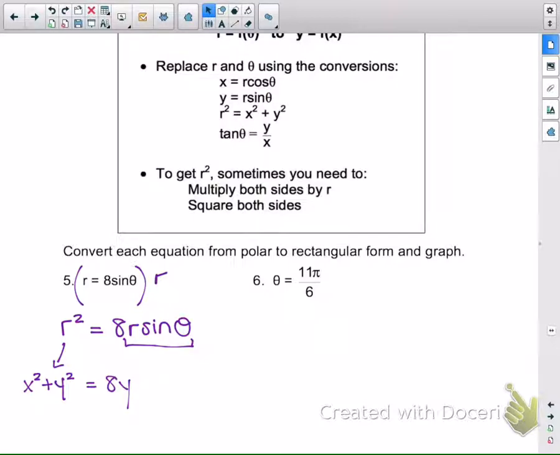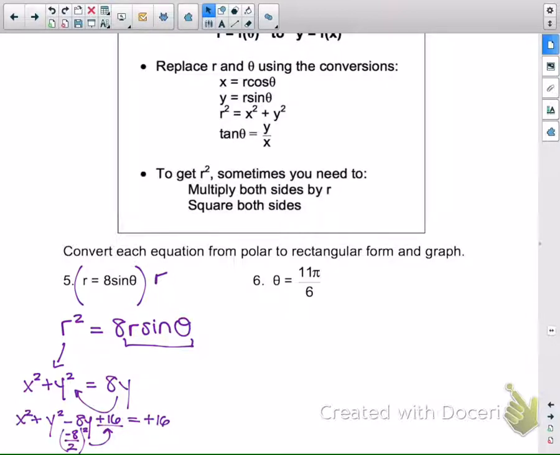Now, if I want to work backwards and turn this into rectangular, what is this going to be? Because of the x squared plus y squared? It's a circle. All right, we're digging way back for this one. Moving this to the left. Who remembers completing the square? You take your b, divide by 2, and square it. What's -8 divided by 2 squared? 16. If I add 16 here, where else do I have to add 16? To the right.